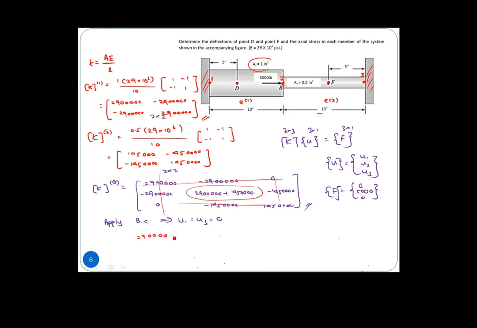times 2900 plus 14500. Okay, U2 equals to F2 equals to 5000. So it will give you U2 equals to 0.00114943 inch.